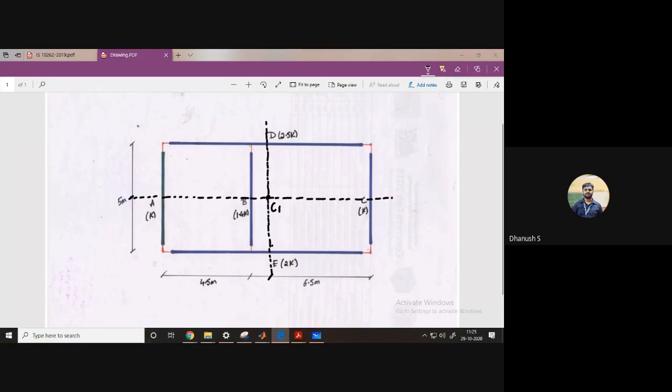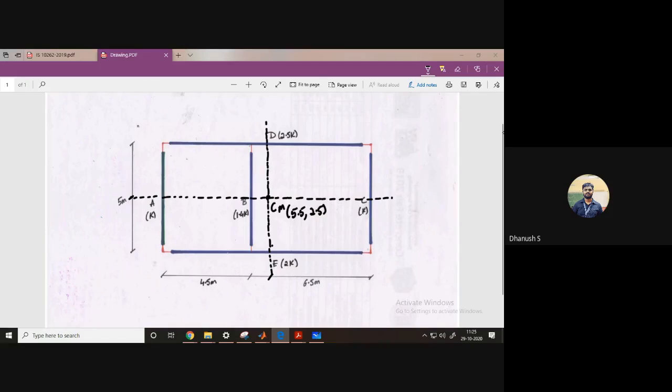Okay. Now, how do you determine the center of rigidity? I'll call this center of mass. Coordinates will be what? 5.5, comma 2.5. Correct? Yes, sir. Okay. Now, talk about center of rigidity.